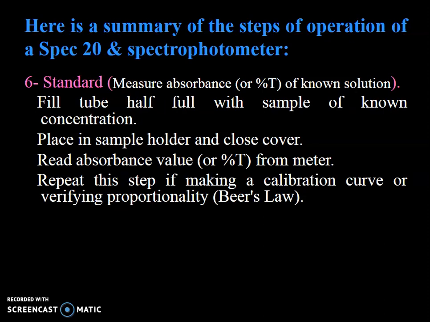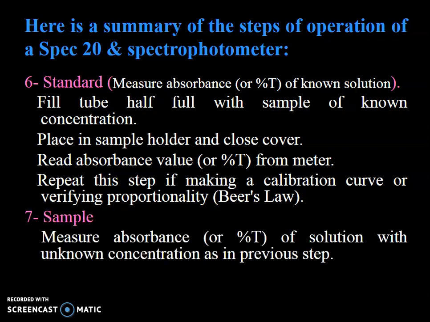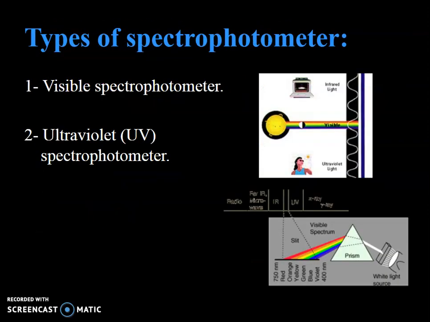Standard: measure absorptions of known solutions. Fill the tube half full with a sample of known concentration. Place it in the sample holder and close the cover. Read the absorbance value from the meter. Repeat this step if making a calibration curve or verifying proportionality. Sample: measure the absorbance of the solution with unknown concentration as in the previous step. Now, types of spectrophotometer: visible spectrophotometers and ultraviolet UV spectrophotometers.